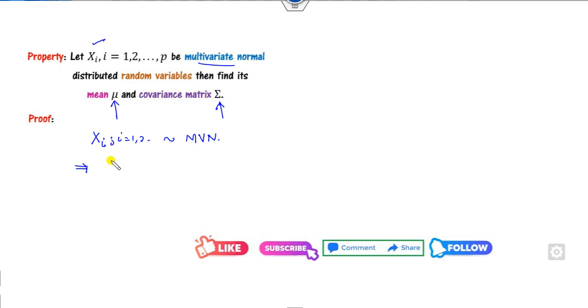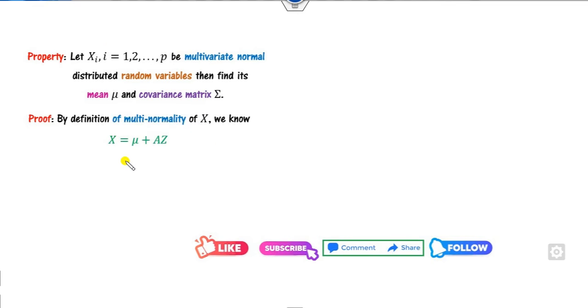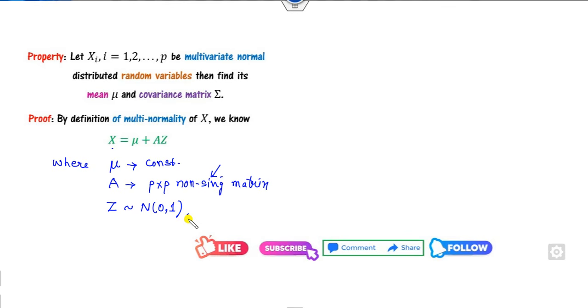That means, what does it mean? There exists, by the definition, we can write x as mu plus AZ, where mu is a constant. A is a P cross P non-singular matrix. It may be a symmetric matrix, an orthogonal matrix, or a skew symmetric matrix. Any matrix, the only condition is that it should be non-singular. And Z is a normal distribution from 0, 1.